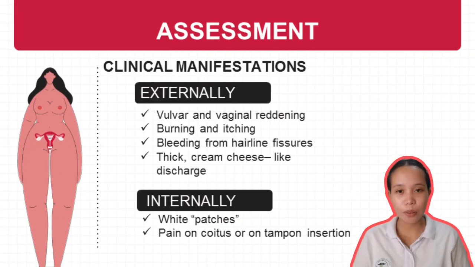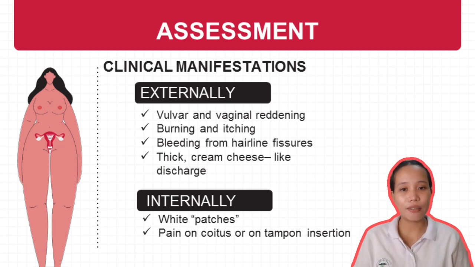Because of the scant mucus production in the period before menses, symptoms may be most acute at this time. The adolescent will notice vulvar and vaginal reddening, burning and itching, and even bleeding from hairline fissures. A thick, cream cheese-like discharge can usually be observed at the vaginal outlet. Internally, the vagina shows white patches that cannot be scraped away without bleeding on the walls. There may be accompanying pain on coitus or tampon insertion.